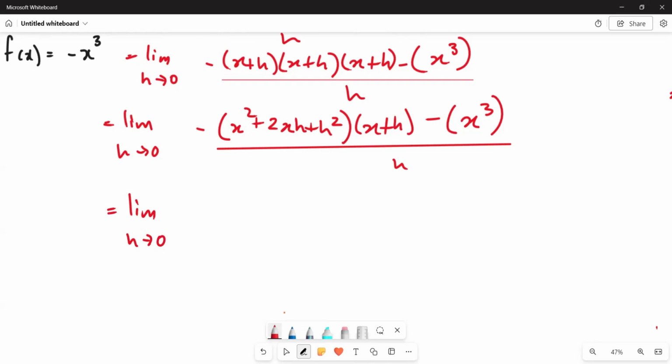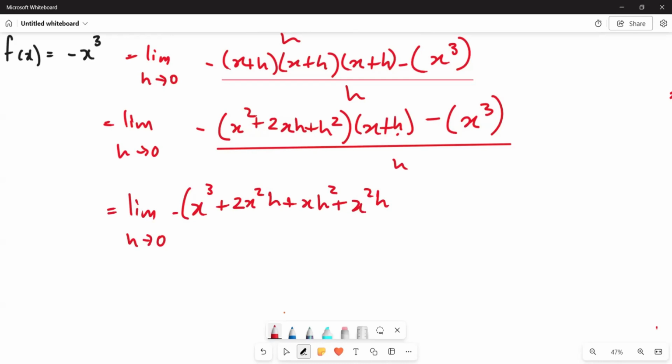Now, when you multiply by x, this is actually going to be the same as your x cubed. This is going to be plus what? Plus, oh, remember there's a negative outside. This is going to be plus 2x squared h, plus x h squared. Plus, when you multiply by the h now, this is going to be x squared h.